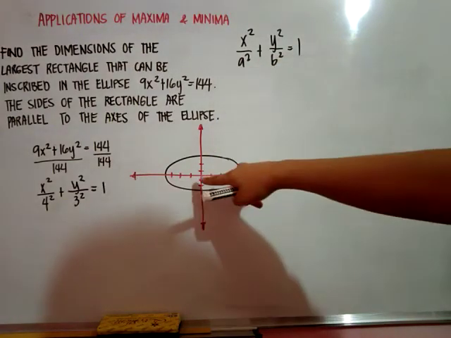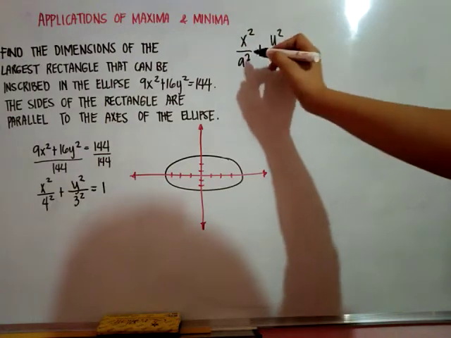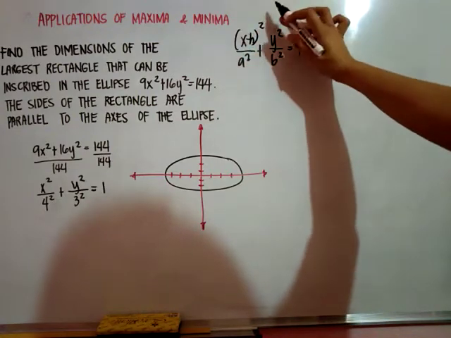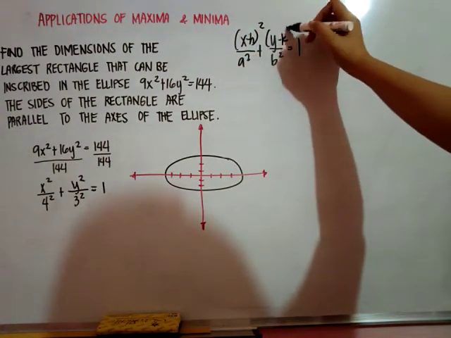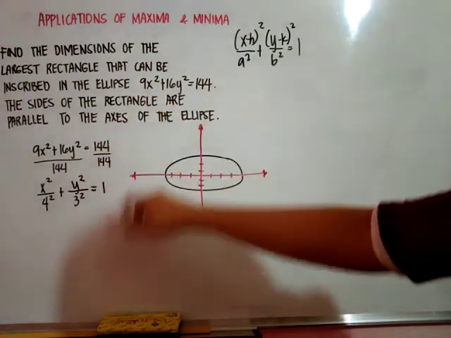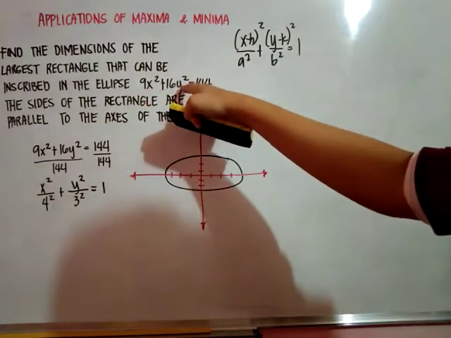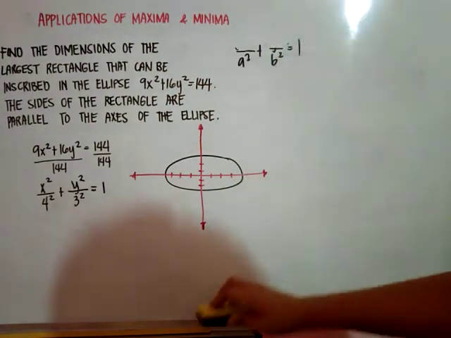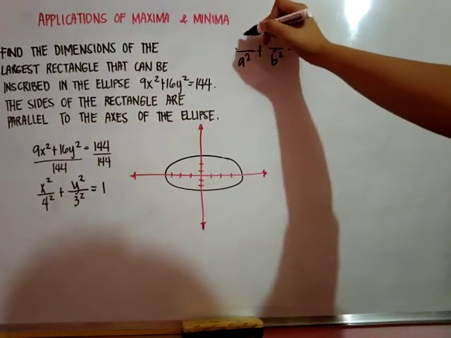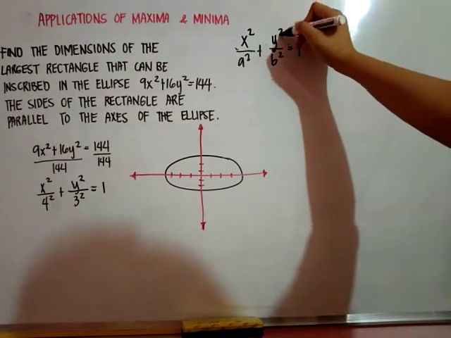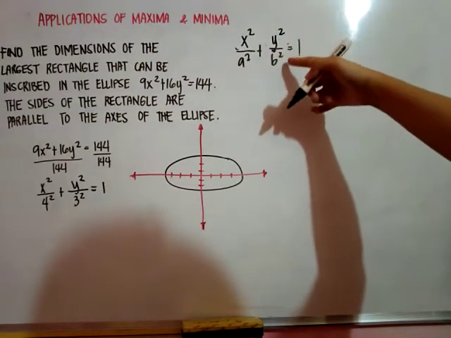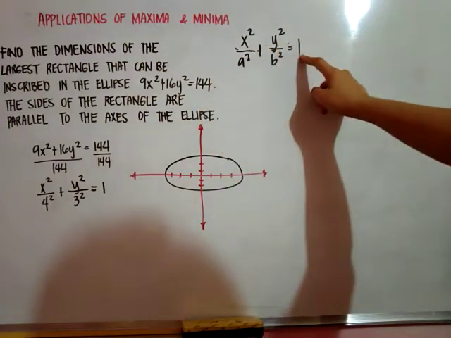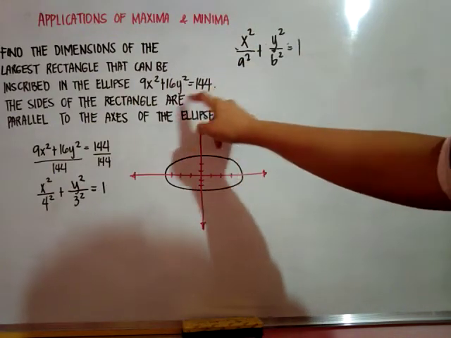Pero kapag wala dun sa origin yung center niya, meron siya ditong kasama na x minus h squared, and then y minus k squared. Mapapansin nyo dito sa equation niya, wala naman tayong first degree ng x and first degree ng y. Meaning, yung center niya is nasa origin. So, ifa-follow niya yung standard form nung ellipse natin na x squared over a squared plus y squared over b squared equals 1. Anong mangyayari? Dapat yung constant dito sa right side maging 1. Therefore, dinivide natin both sides by 144.